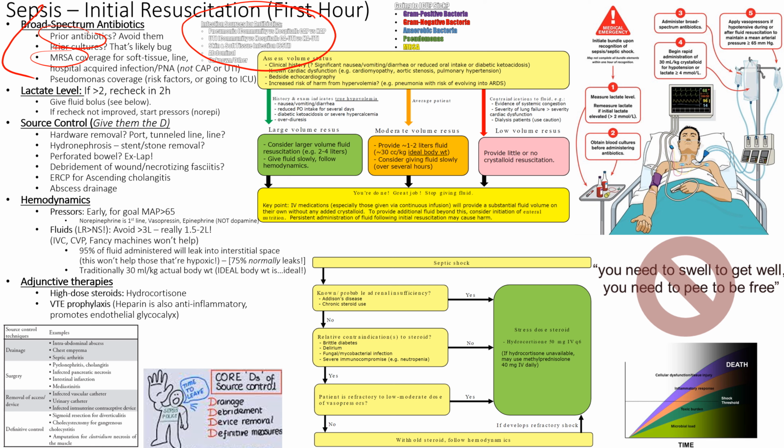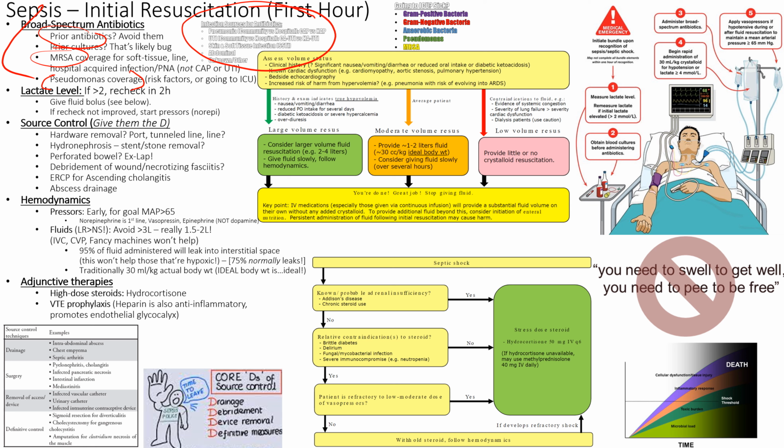Dialysis patients are exposed to MRSA. Homeless are exposed to MRSA. And then Pseudomonas. This is usually a bacteria that grows in the hospital setting. And if you have a recent UTI or a recent pneumonia, and you're hospitalized for it, you're at high risk for developing Pseudomonas. And if you're coming to ICU, it could be Pseudomonas.